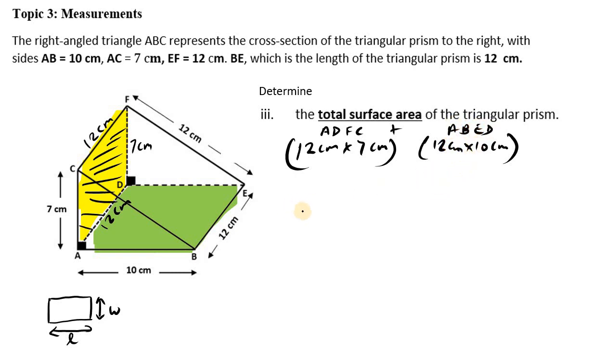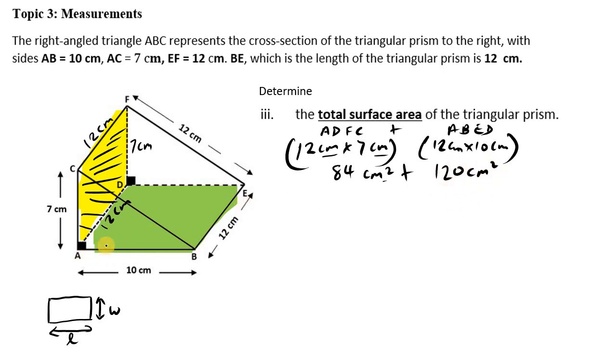Okay, 12 sevens, that's 84. And centimeters squared. Since we're multiplying one dimension by another, we added the dimension, so that's 2 dimensions, so it's centimeters squared. 12 tens, that's 120 centimeters squared.